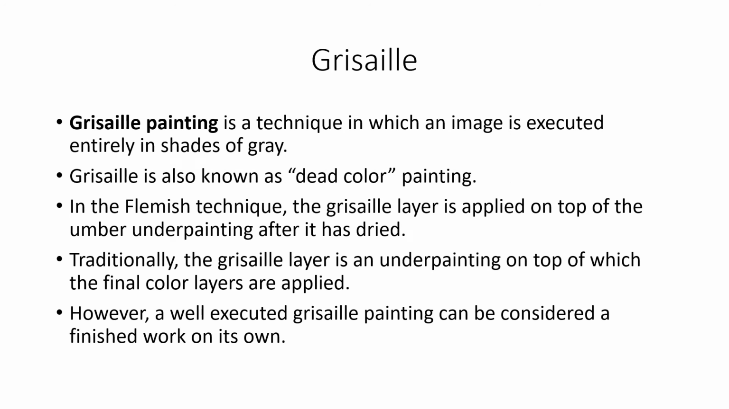Grisaille. Grisaille painting is a technique in which an image is executed entirely in shades of gray. Grisaille is also known as dead color painting. In the Flemish technique, the grisaille layer is applied on top of the umber underpainting after it has dried. Traditionally, the grisaille layer is an underpainting on top of which the final color layers are applied. However, a well-executed grisaille painting can be considered a finished work on its own.